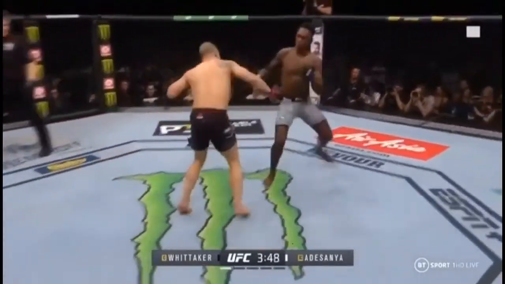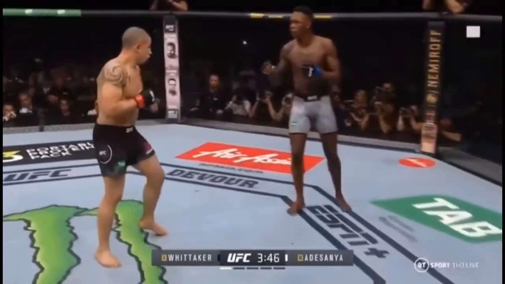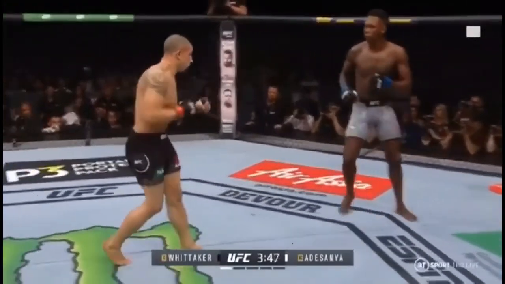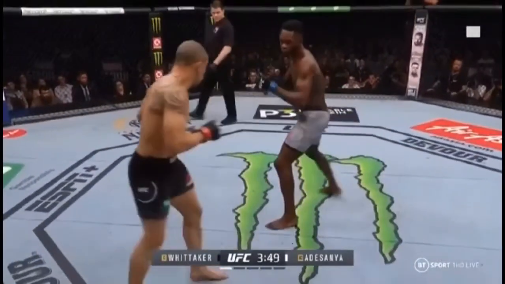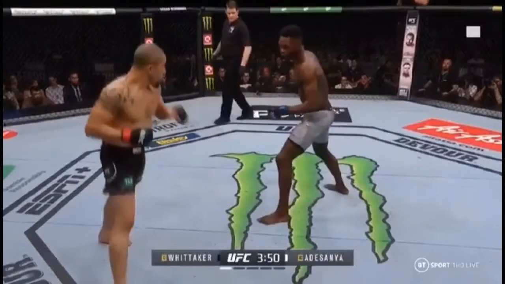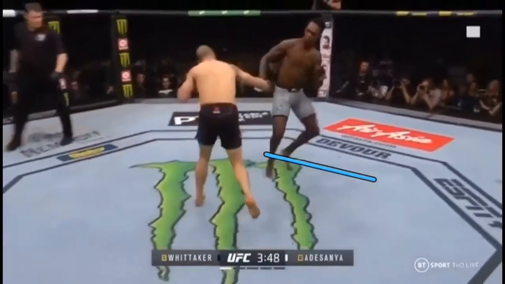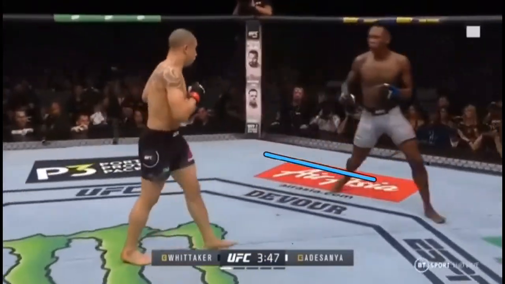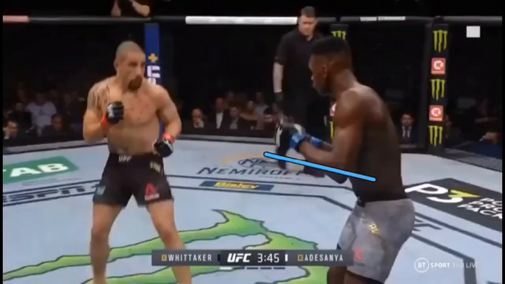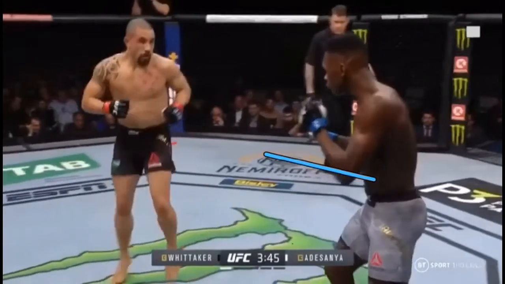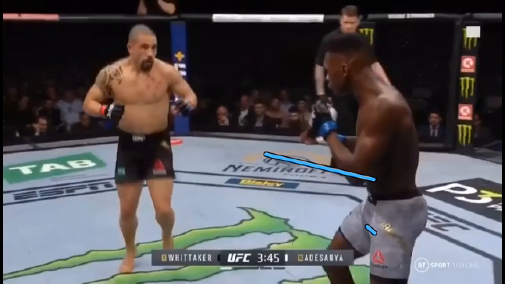See, can you see that dip right there? So we'll go back again. Slow it down now. Slow-mo. So watch for this dip to this side. Yeah. And as you can see there, Israel's already setting up his trap.